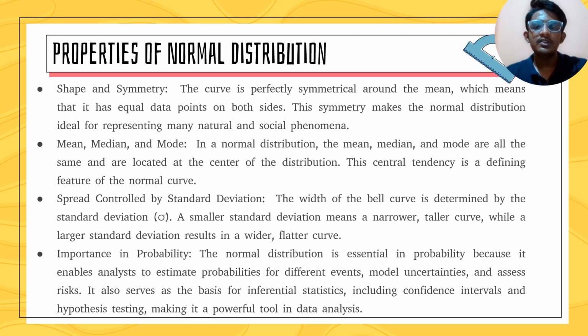Properties of normal distribution. Shape and symmetry. The curve is perfectly symmetrical around the mean, which means it has equal data points on both sides. This symmetry makes the normal distribution ideal for representing many natural and social phenomena. Mean, median and mode. In a normal distribution, the mean, median and mode are all the same and are located at the center of the distribution. This central tendency is a defining feature of the normal curve.